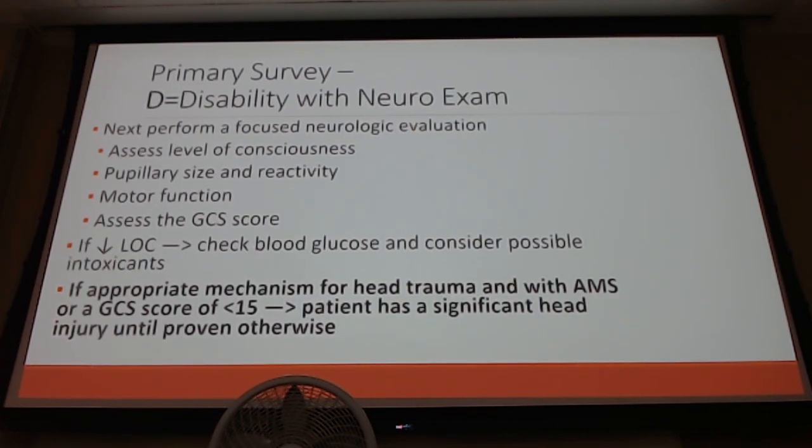Then moving on to disability. So we're assessing the level of consciousness using our GCS score. We're looking at pupillary size, reactivity. We usually call it out. The airway person does like 3 millimeters equal reactive. And then we're assessing their motor function. And really it's, can you move all four, can you move all your extremities? And then we're assessing the GCS score. Anybody with GCS less than 8, we're going to intubate.